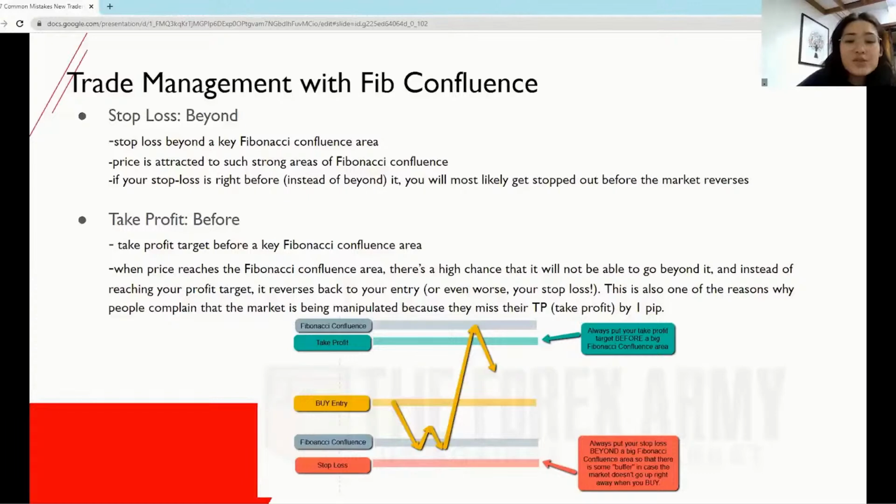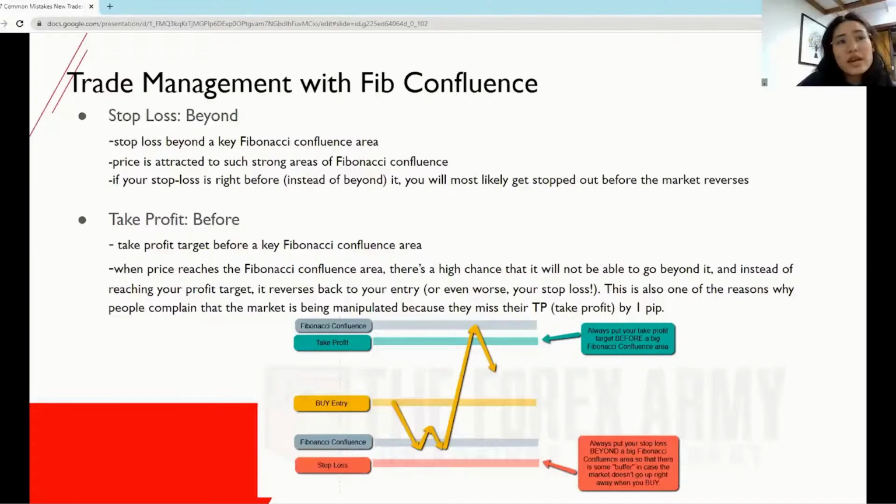And the reason for this is because more often than not, price is attracted to such strong areas of confluence, and if your stop loss is right before instead of beyond it, you will most likely get stopped out before the market reverses. So this is one of the reasons why most people wonder why they got stopped out right when the market starts to reverse.